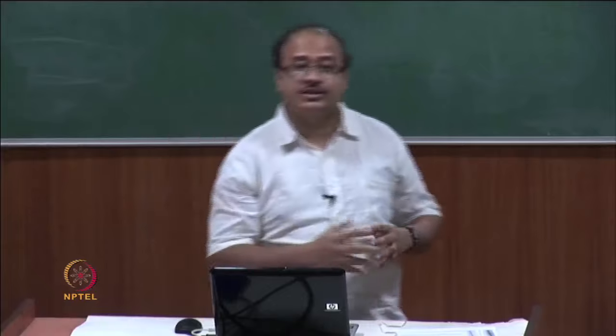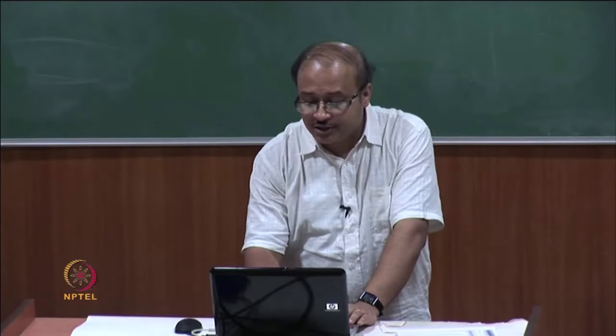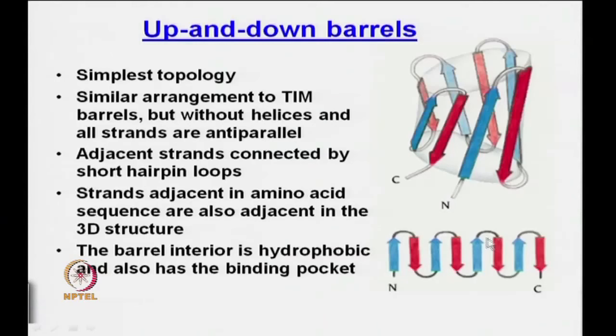But before going to the next slide, just understand what up and down barrels mean. See, this one is up, this one is down, this one is up, this one is down, this one is up, this one is down and so on. Essentially that is what it means: up and down, anti-parallel arrangement. Adjacent strands are also adjacent to each other in the structure as they are in the amino acid sequence.